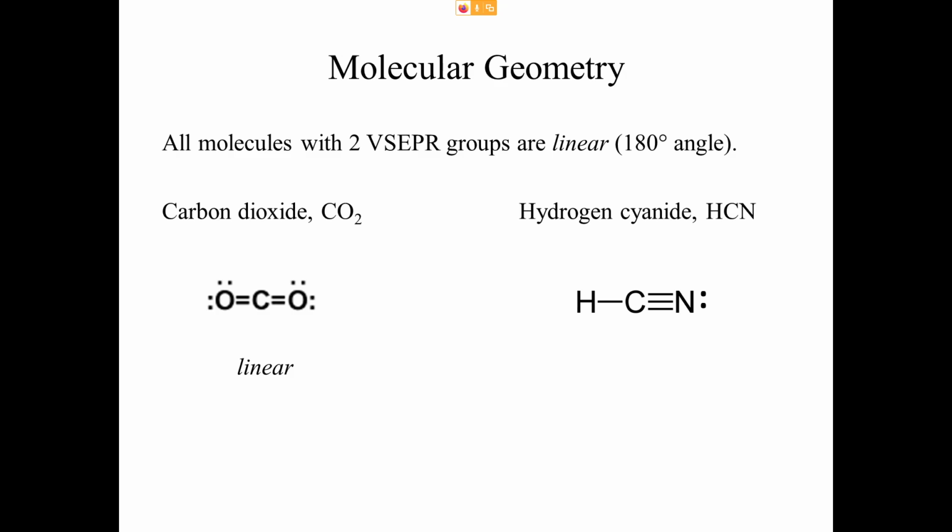But there are 2 VSEPR groups. Right? There are no lone pairs. So again, this thing is linear. Right? So let's move on to a more complicated example.